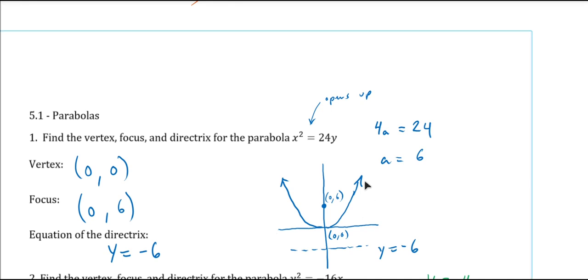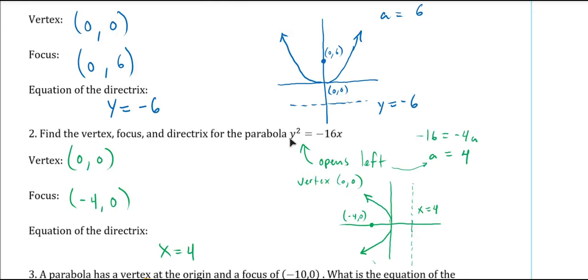And we know it opens up. This allows us to go up from the vertex by 6 and put my focus. The focus will always appear inside the parabola, and the directrix will appear outside. Now, if this was 6 up to get to the focus, it's going to be 6 down to get to the directrix. And if this is opening up, the directrix will be a flat horizontal line. That gives me a directrix of y equals minus 6. We need this whole equation to specify that we're talking about a line for the directrix.